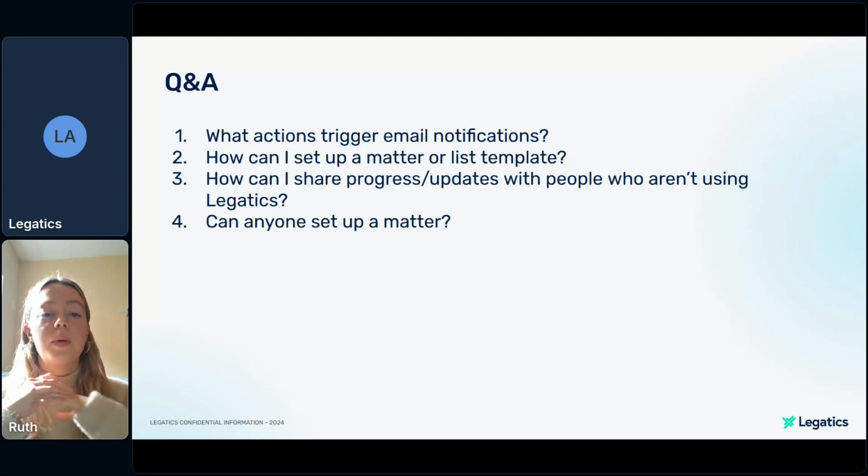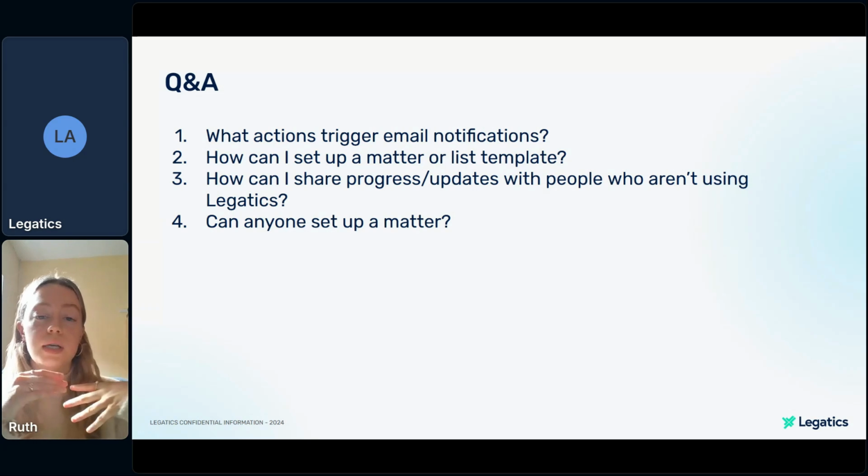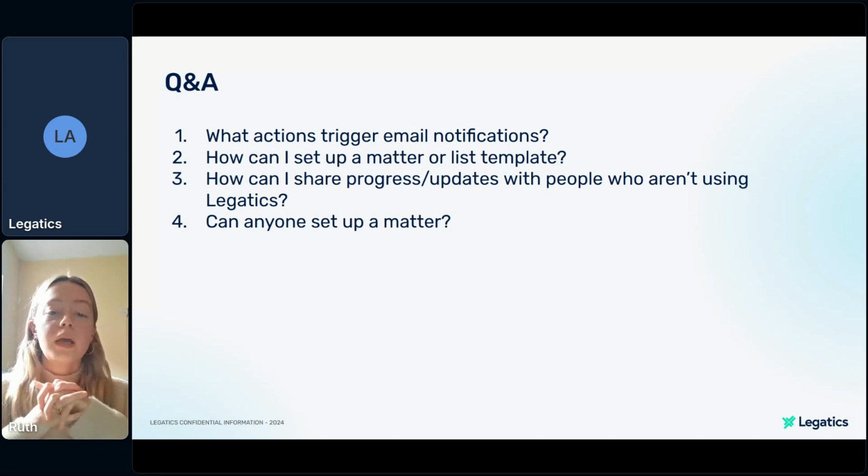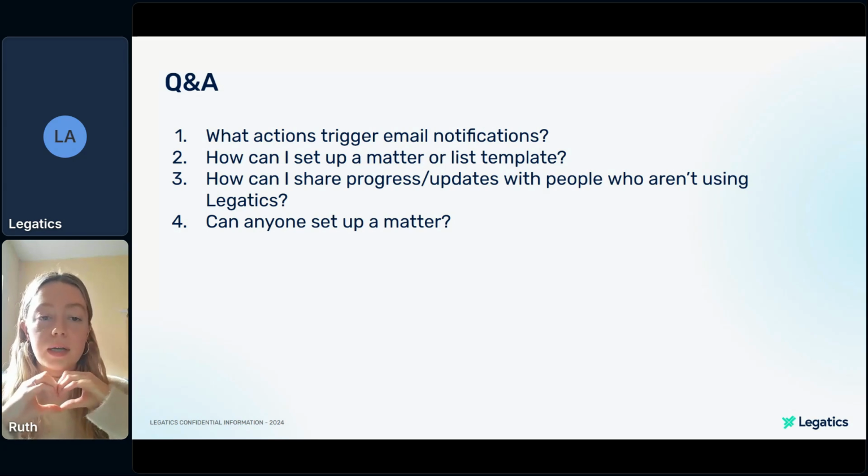Question 2 is, how can I set up a matter or a list template? As I mentioned previously, if you find yourself creating very similar types of matters and very similar lists over and over again, it can be really useful to set up a template so that you don't have to keep inputting the same column types and adding the same statuses every single time, and have this already pre-templated for you. The people who have control to create this type of template will be your system admins, and they can give you template admin access. So if you are interested in setting up a matter or a list template, I would contact your internal IT or innovation team, whoever is the owner of the Legatics platform internally, and ask them about this process.